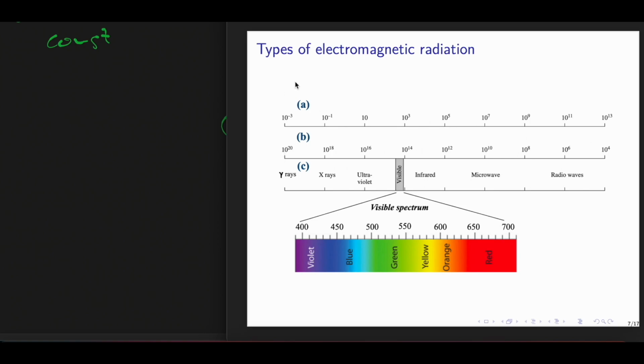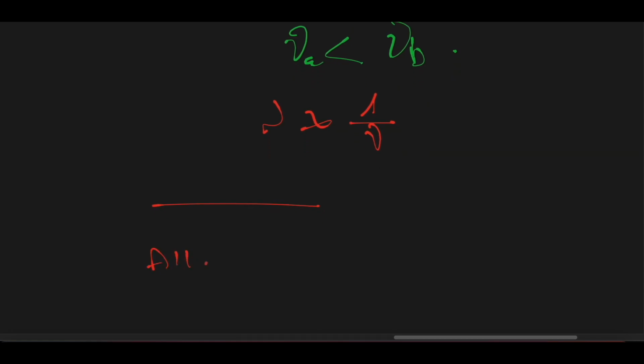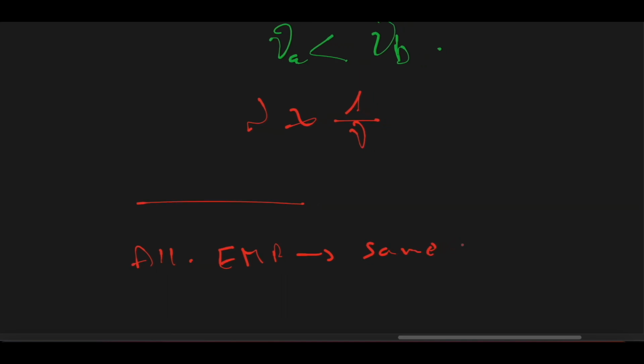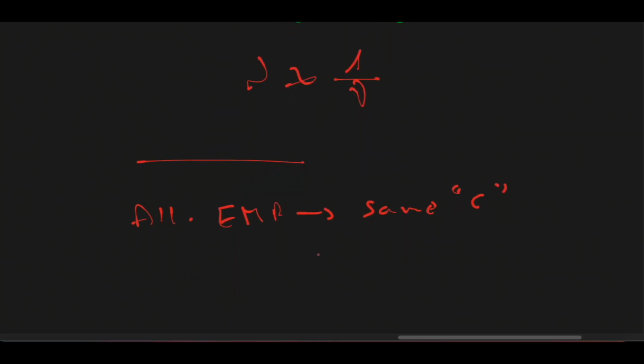Now let's talk about the types of electromagnetic radiation. The various types of electromagnetic radiation all have the same speed, because it is a universal constant, c. But they differ in their wavelength and frequency. So they have the same speed but different frequency and wavelength.